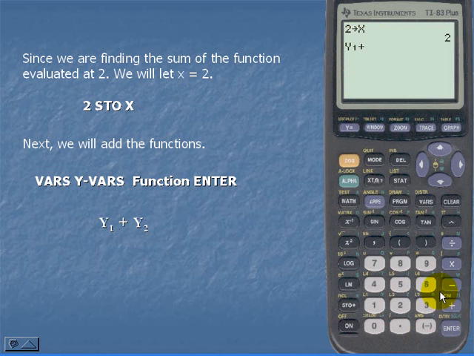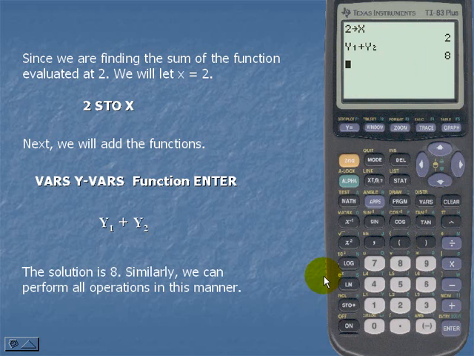Plus, we want y sub 2. So again, it's variables. We want to scroll over to y variables. And we want functions, so we hit enter. The next function we want is y sub 2, which was x squared minus x. And we simply hit enter, and we see that the solution is 8.